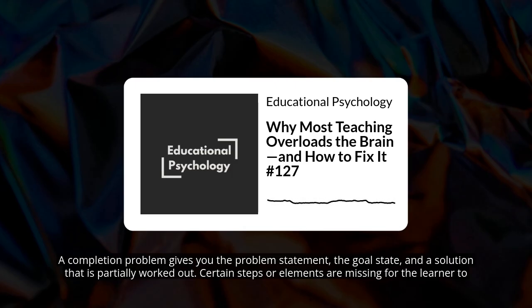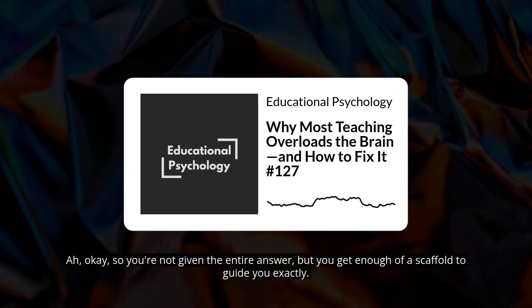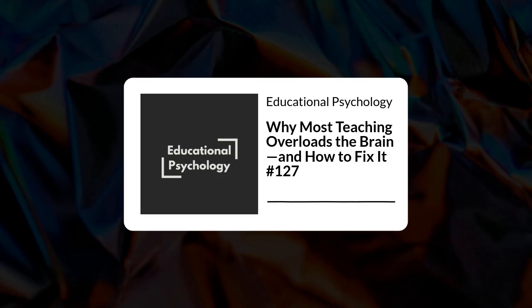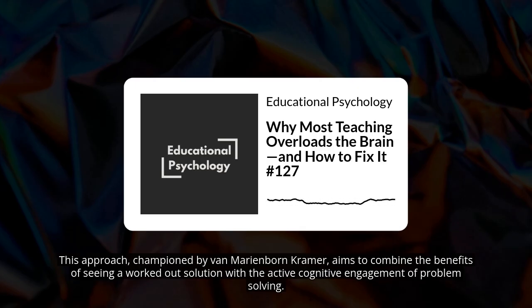Certain steps or elements are missing for the learner to complete. Okay, so you're not given the entire answer, but you get enough of a scaffold to guide you. Exactly. This approach, championed by Van Merriënboer and Krammer, aims to combine the benefits of seeing a worked-out solution with the active cognitive engagement of problem solving.